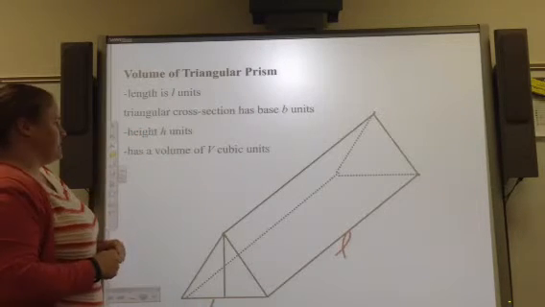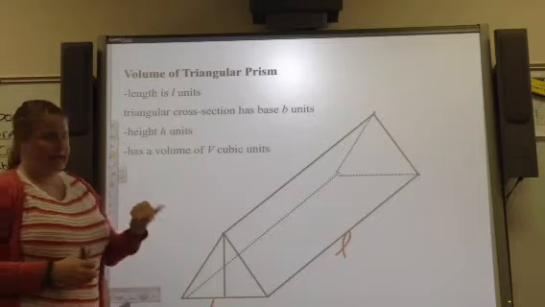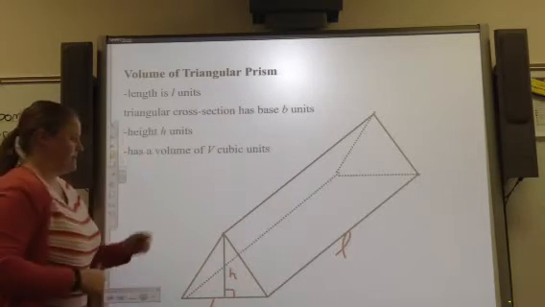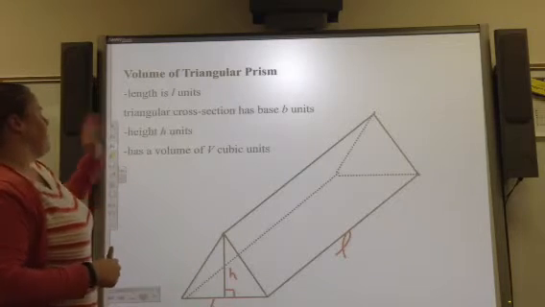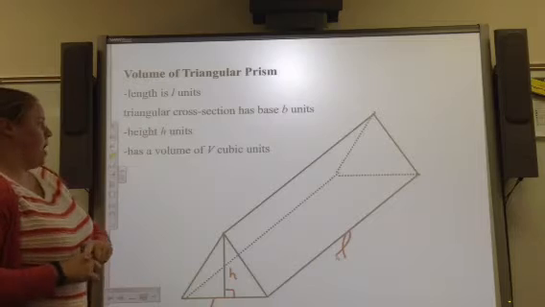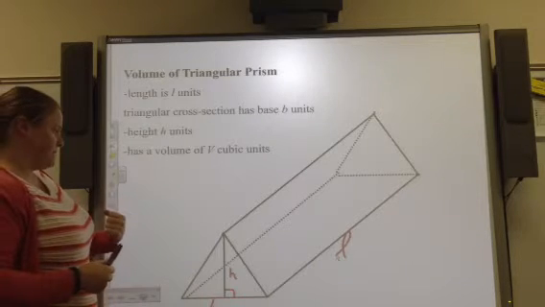And the height of this triangle, you have to have a right angle. So we have our right angle right there. The height is in H units. Combining all this together, we will find the volume in cubic units.